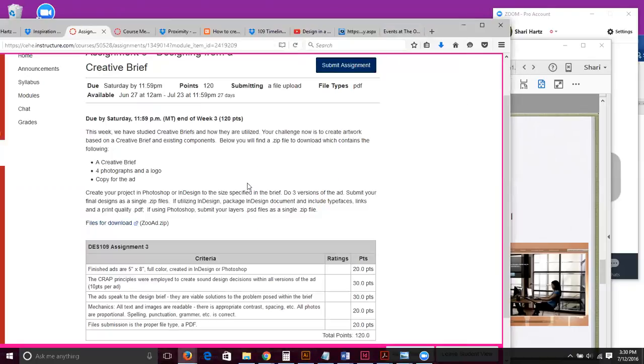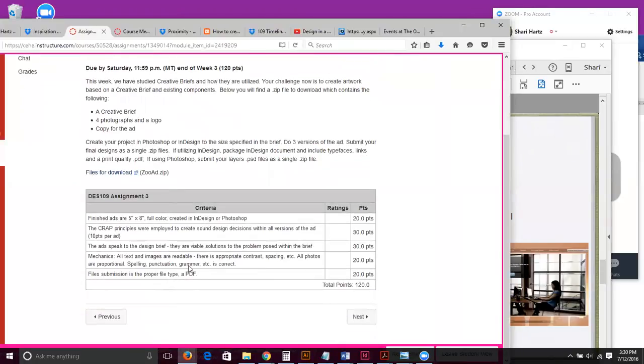Okay. All right, so if we look down here, it says finished ads are 5x8 full color created in InDesign or Photoshop. So that's the first thing you need to make sure you do. I might change this just a little bit and break it down, but at least this will give you the, I won't change that part. Did you use contrast, repetition, alignment, and proximity principles to create a nice design? Did the ads speak to the design brief?